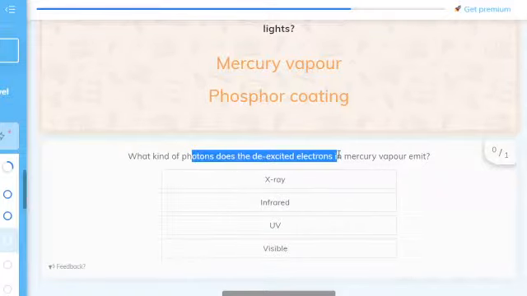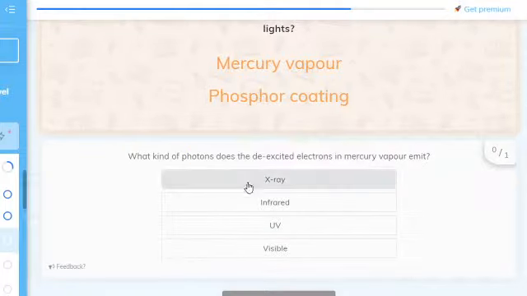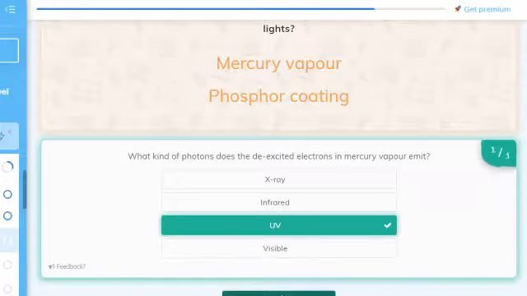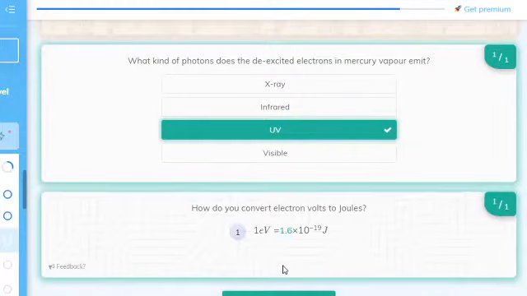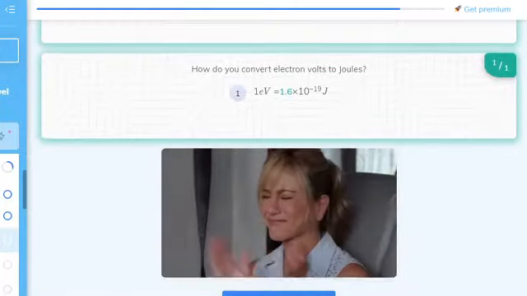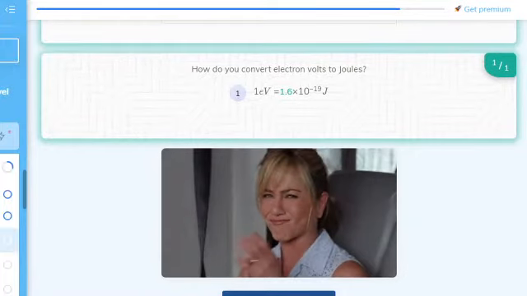What kind of photon does de-exciting electrons in mercury vapor emit? UV. Yeah. It's the one that's closest to it. How do you convert from electron volts to joules? It's 1.6. I think it was 1.67 exactly, but thank you, I appreciate it. This is done.